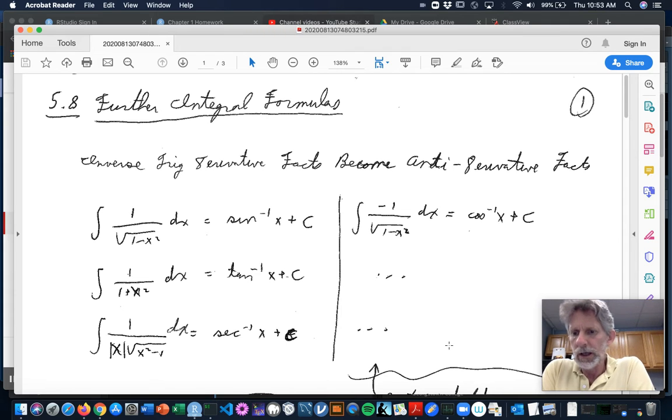Hi, everybody. I'm here to talk about a few more integral facts that you can get off of derivative facts, and we'll just work with some examples, how to find some nasty antiderivatives, thinking about them.